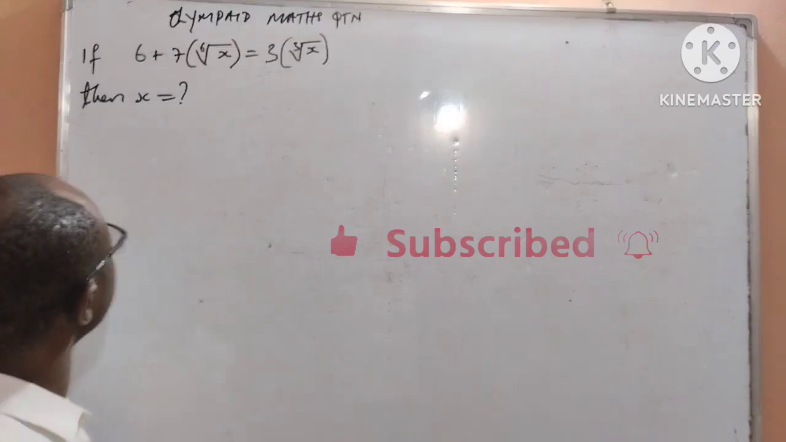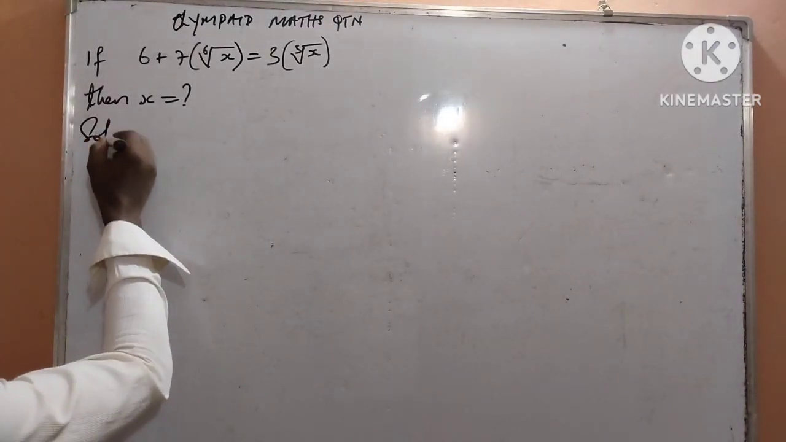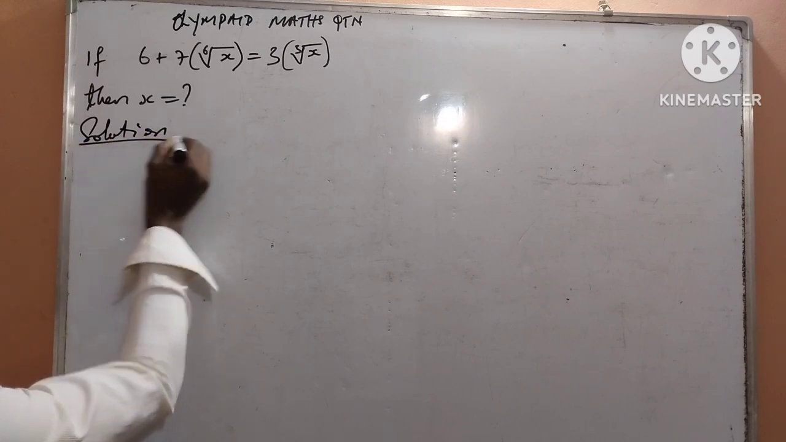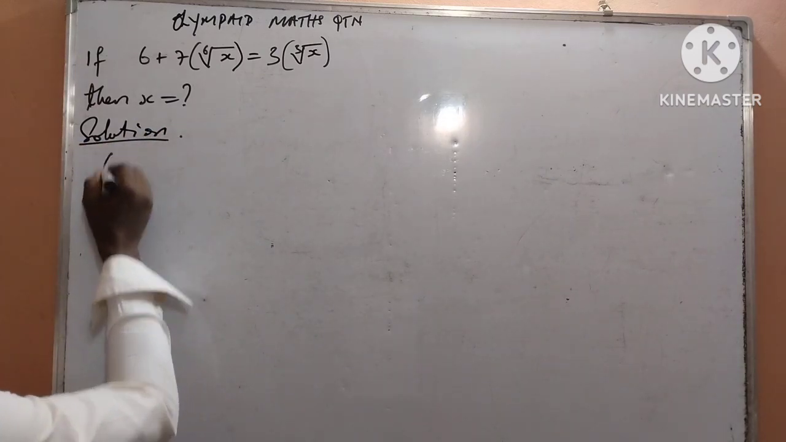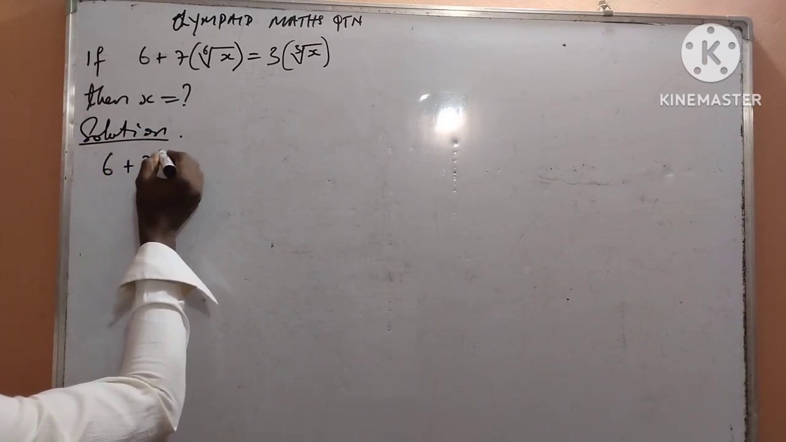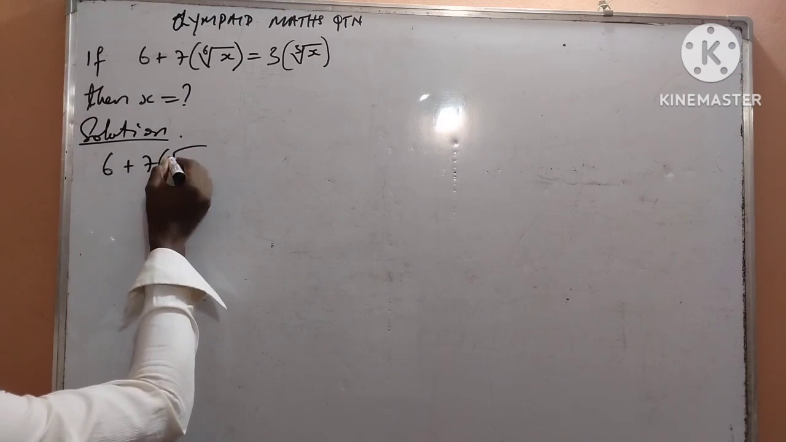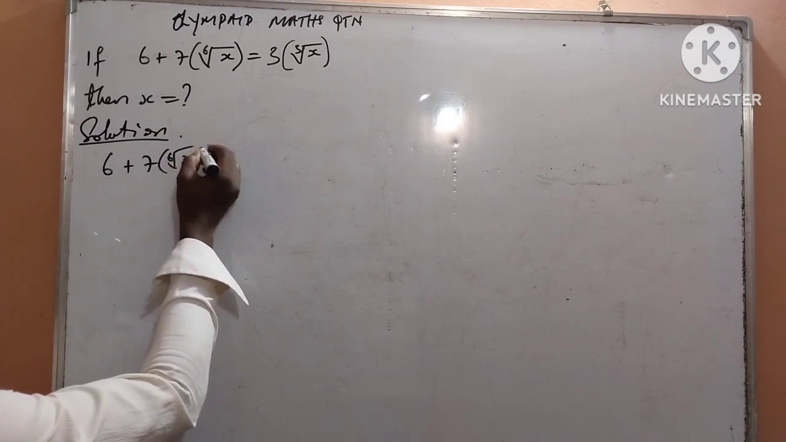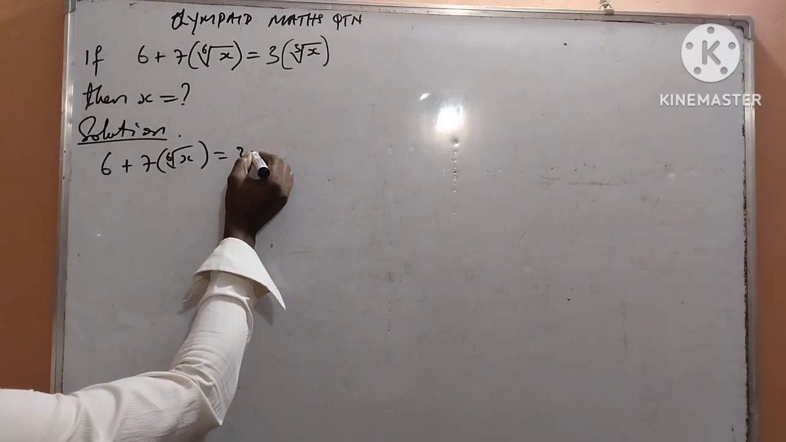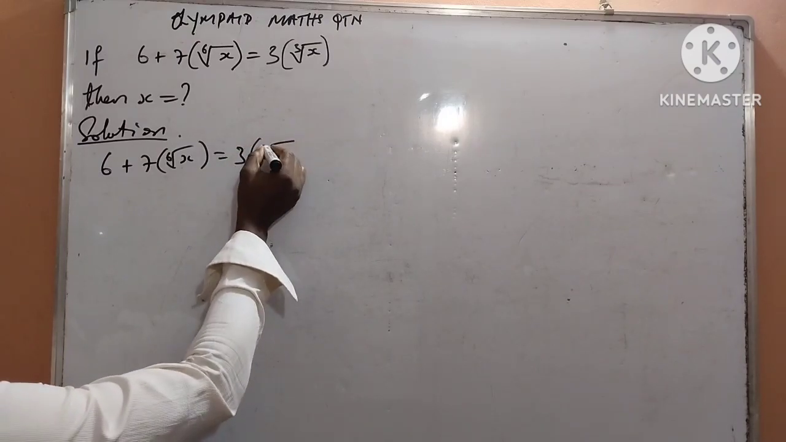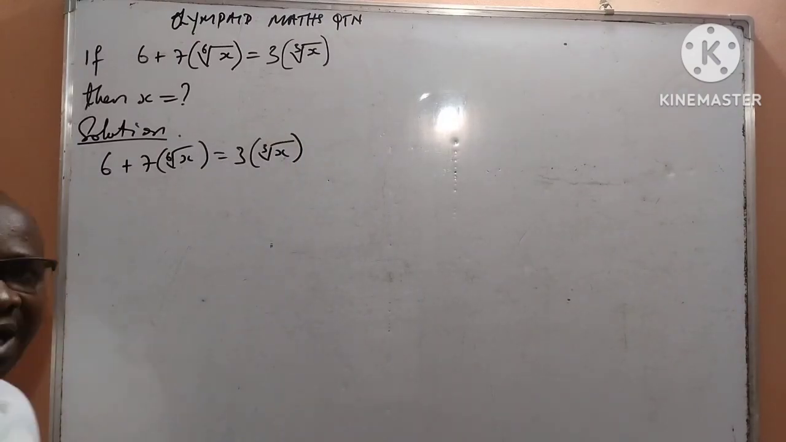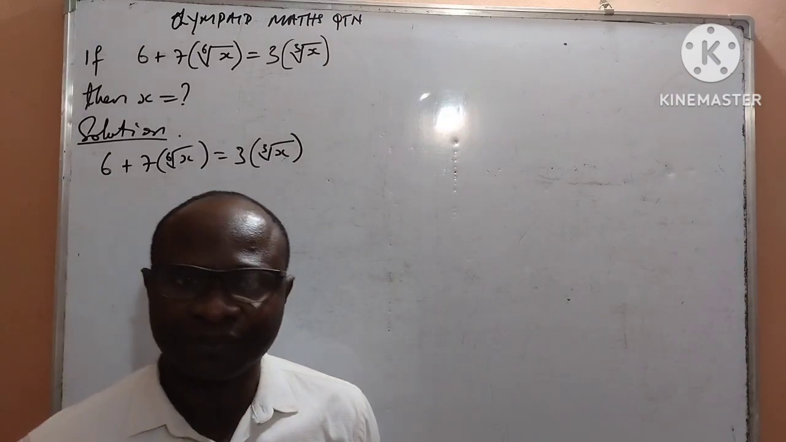We dive in. Solution to this question. We are given to solve 6 plus 7 multiplied by the 6th root of x equal to 3 multiplied by the cube root of x. That is what we are given to solve.